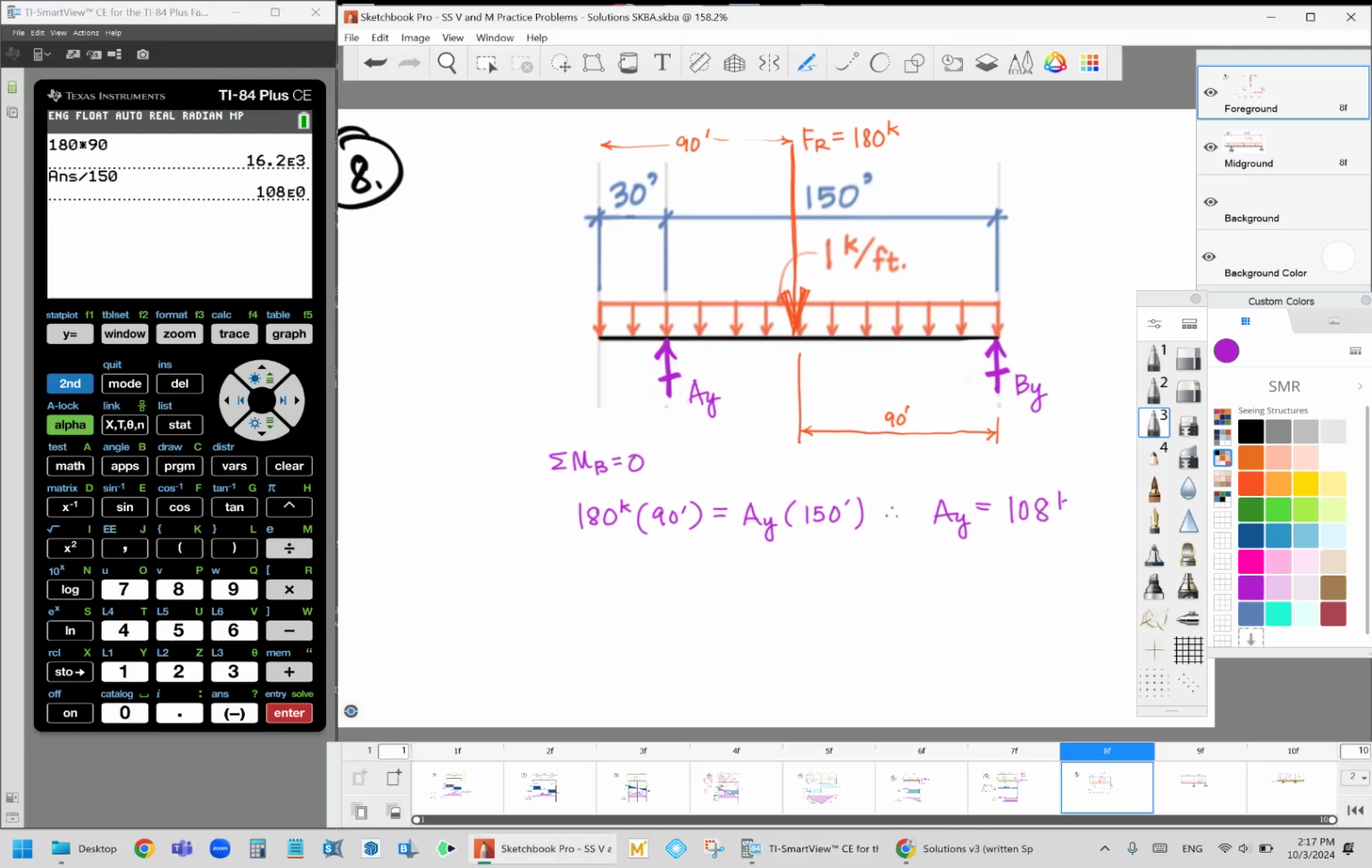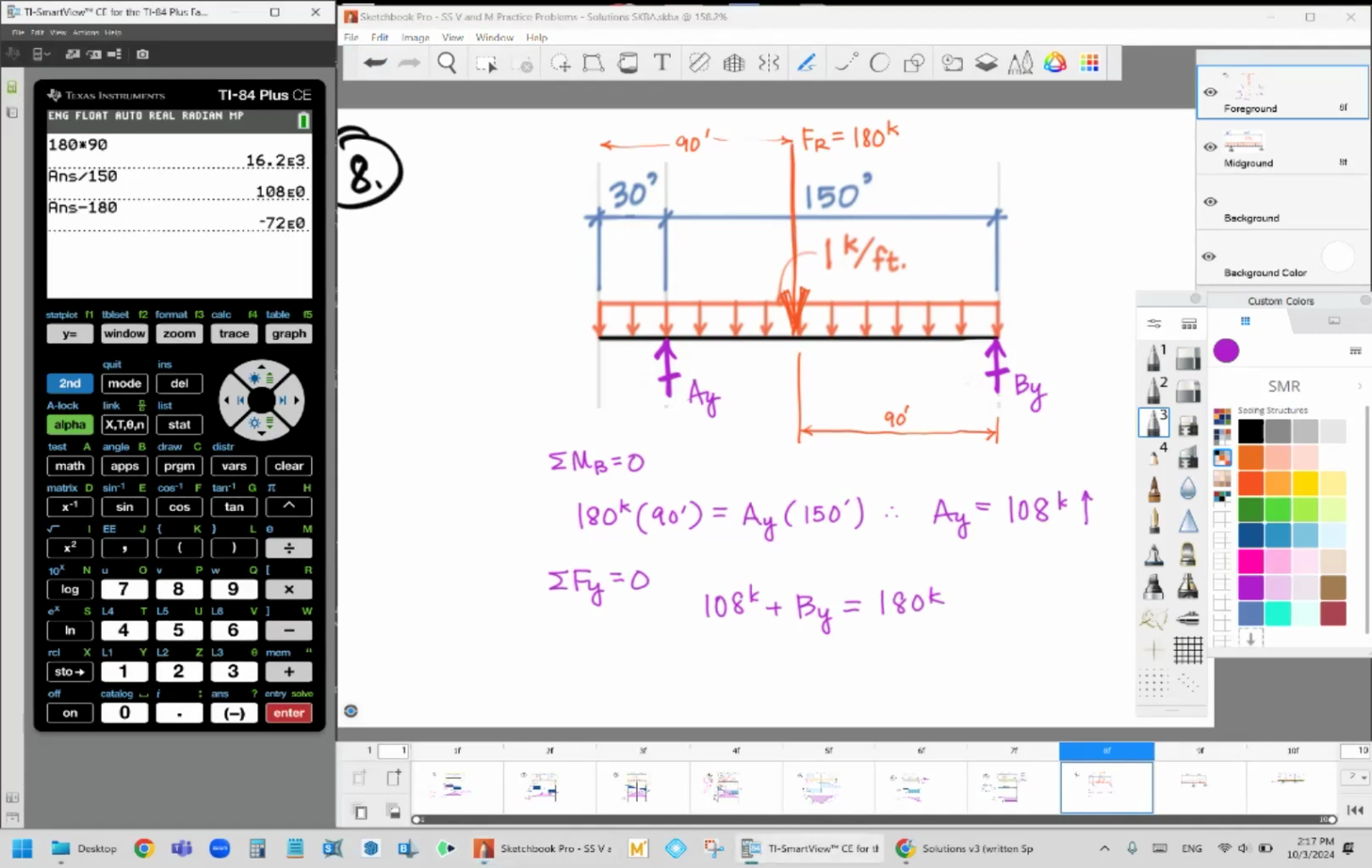Therefore, A sub y is equal to 180 times 90 divided by 150 equals 108 kips, upward. And to get B sub y, we'll do summation of forces in the y direction equals 0. Everything going up, which is 108 kips plus B sub y, equals everything pointing downwards, which is 180 kips, minus 180 times negative 1. And I get B sub y equals 72 kips upward.